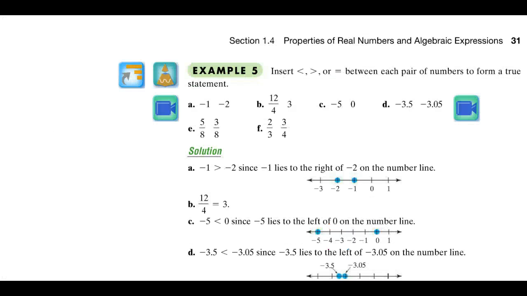So in example 5, we see they are asking us to insert these symbols in these examples to make them true statements. So -1, -2, which is the larger? Well, this is actually on the right, this is on the left. So -1 is greater than -2. Now, when we do this division, 12 divided by 4 is 3. So here we're going to have an equal sign. 3 equals 3.